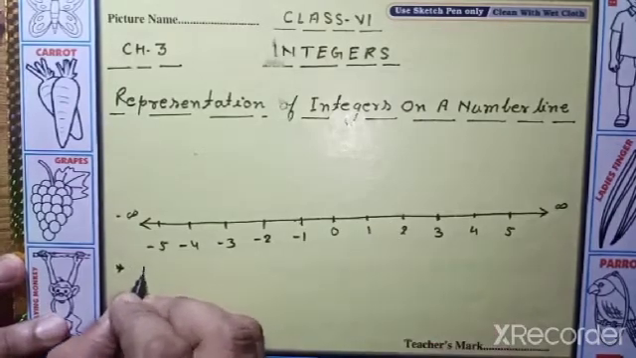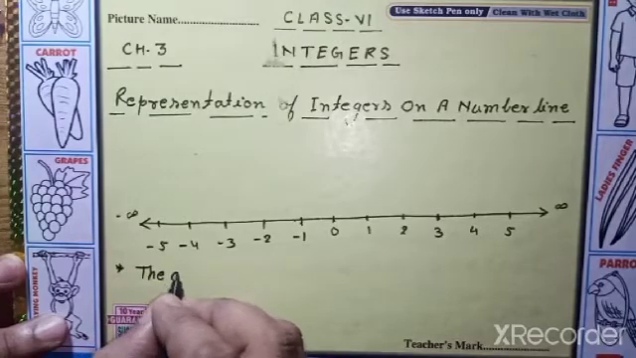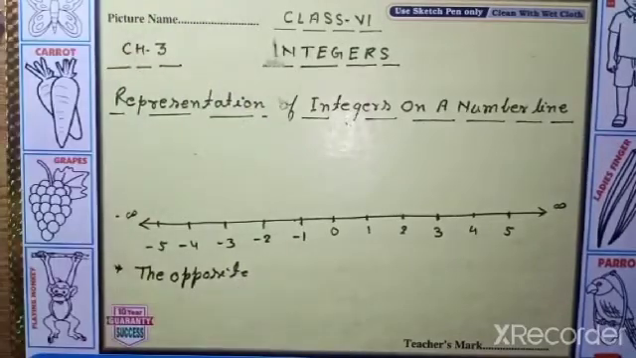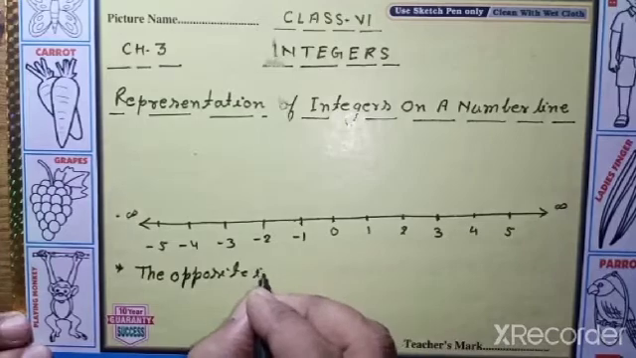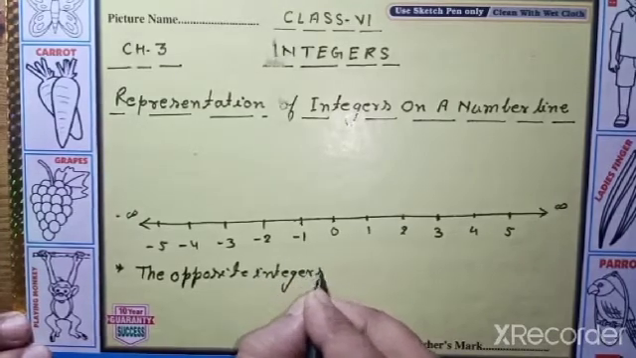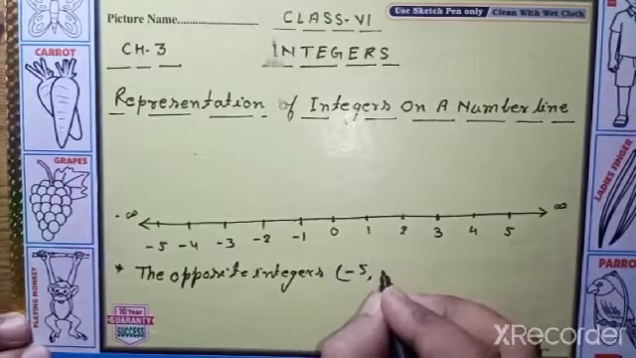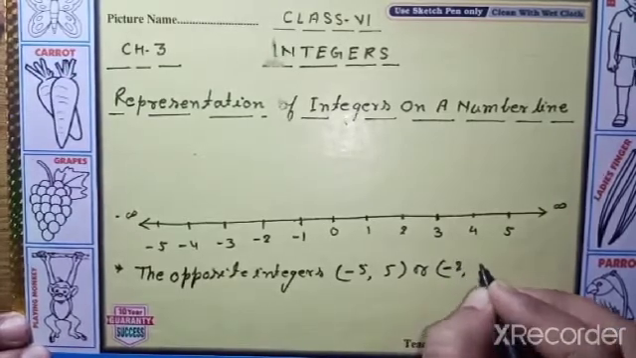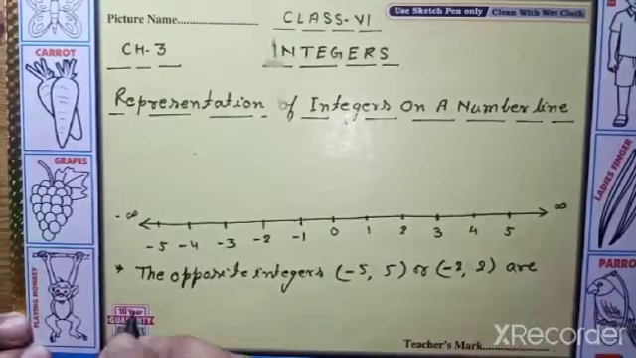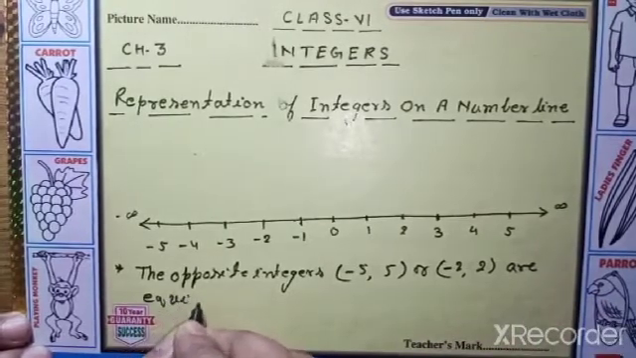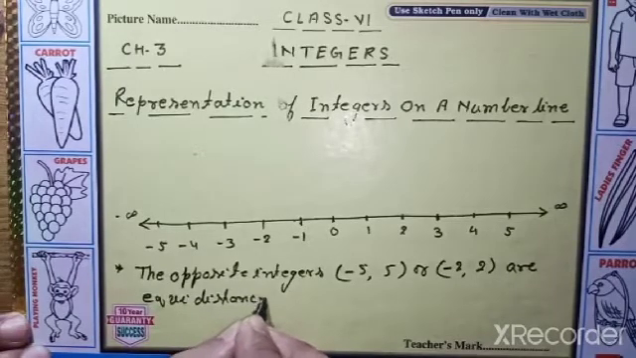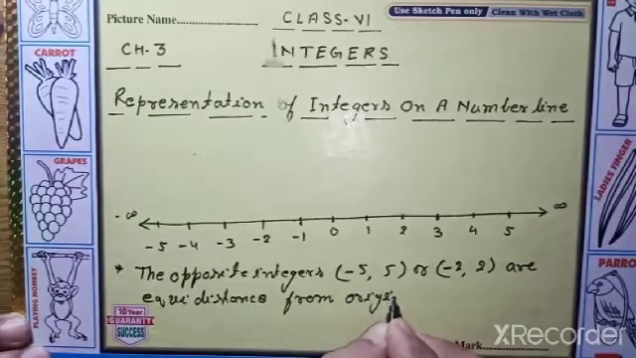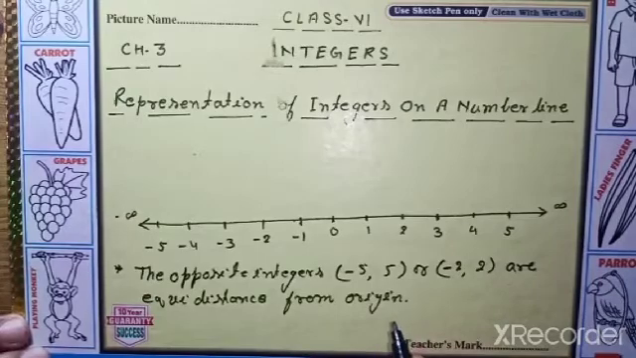So the first property: the opposite integers, -5 and +5 or -2 and +2, are equidistant from the origin. Origin means O.